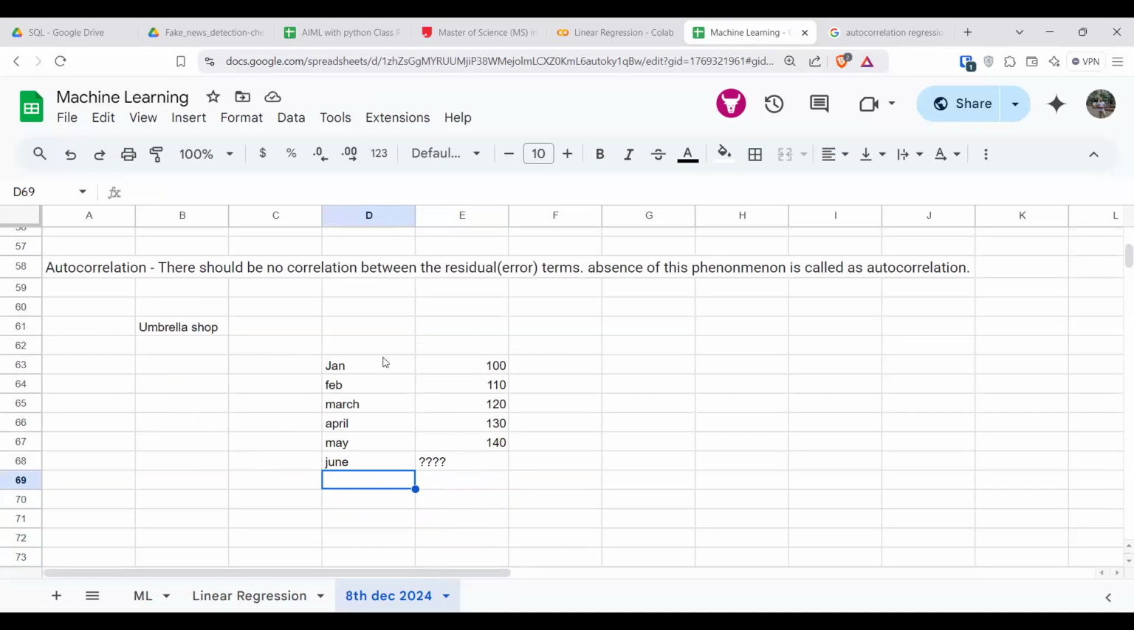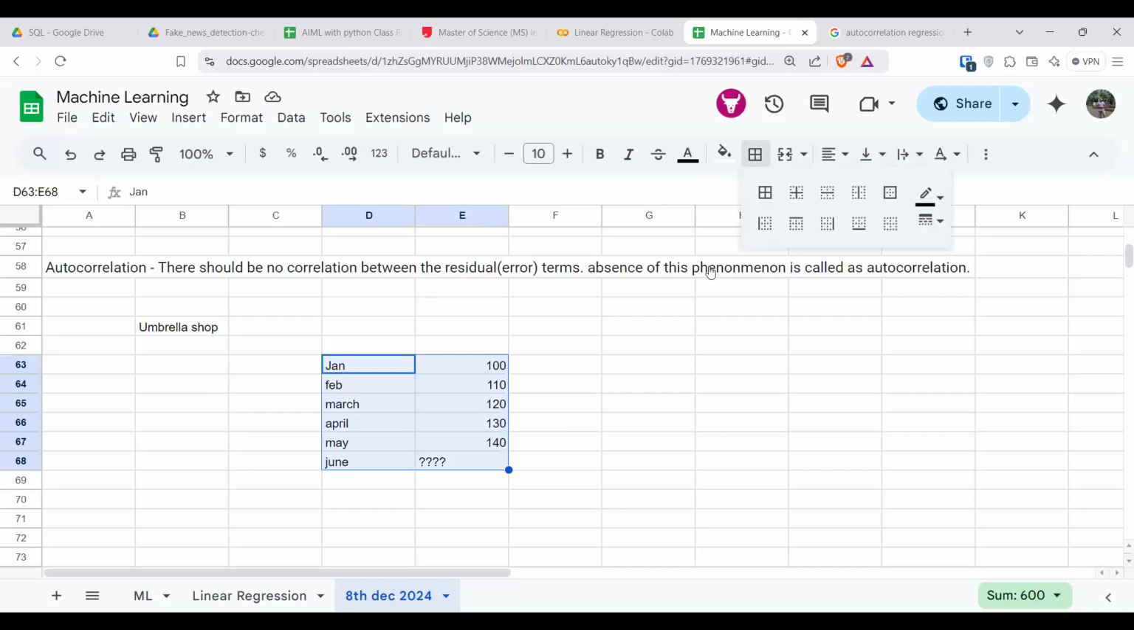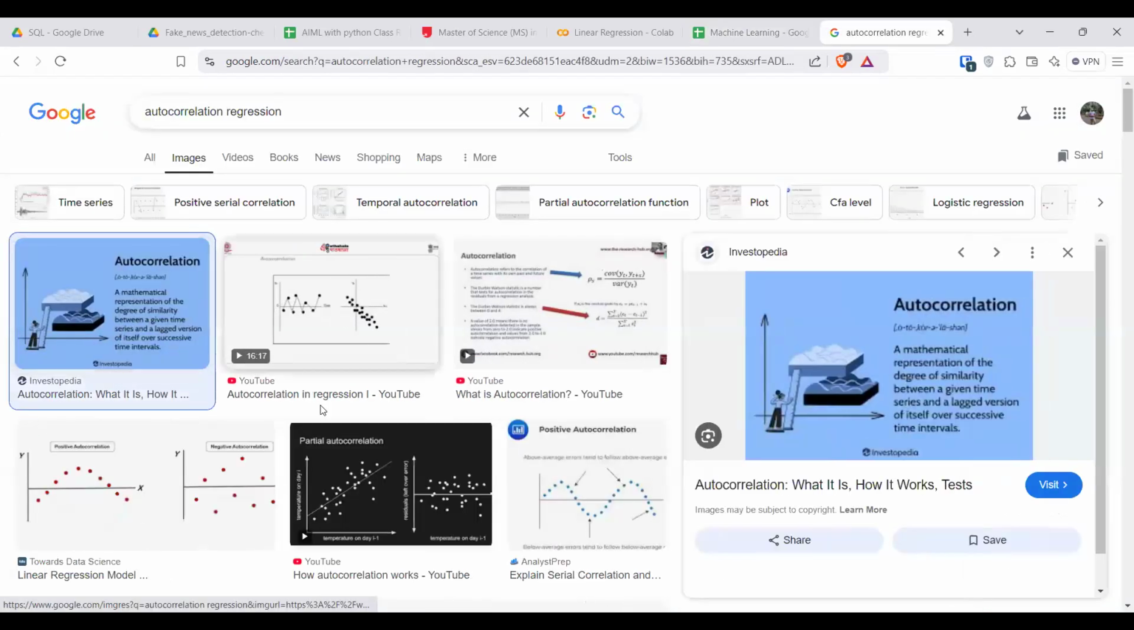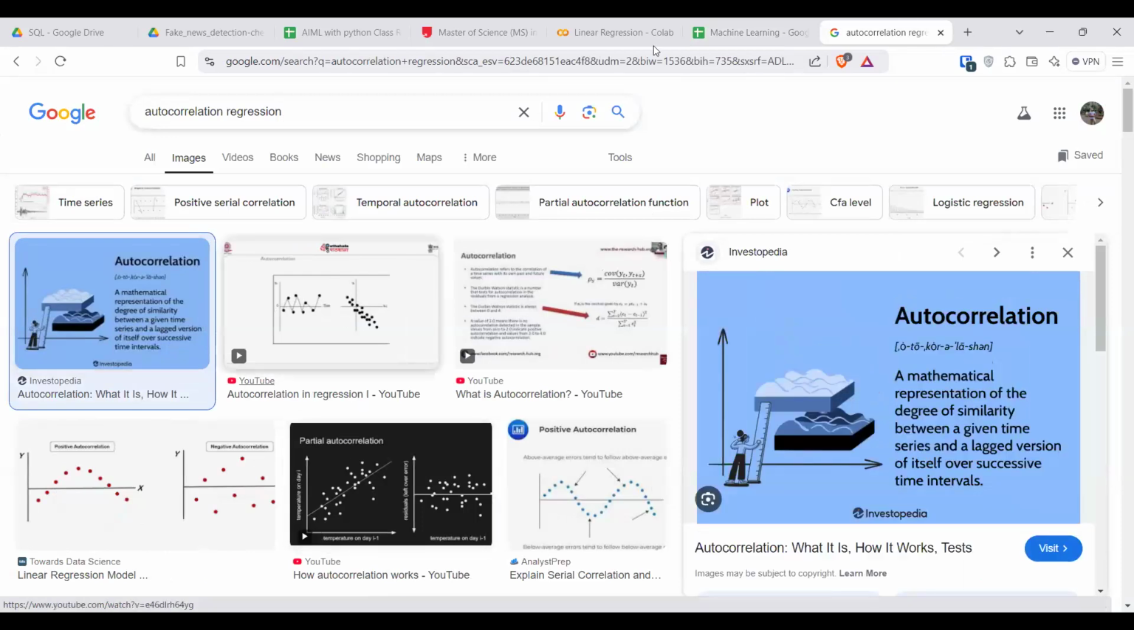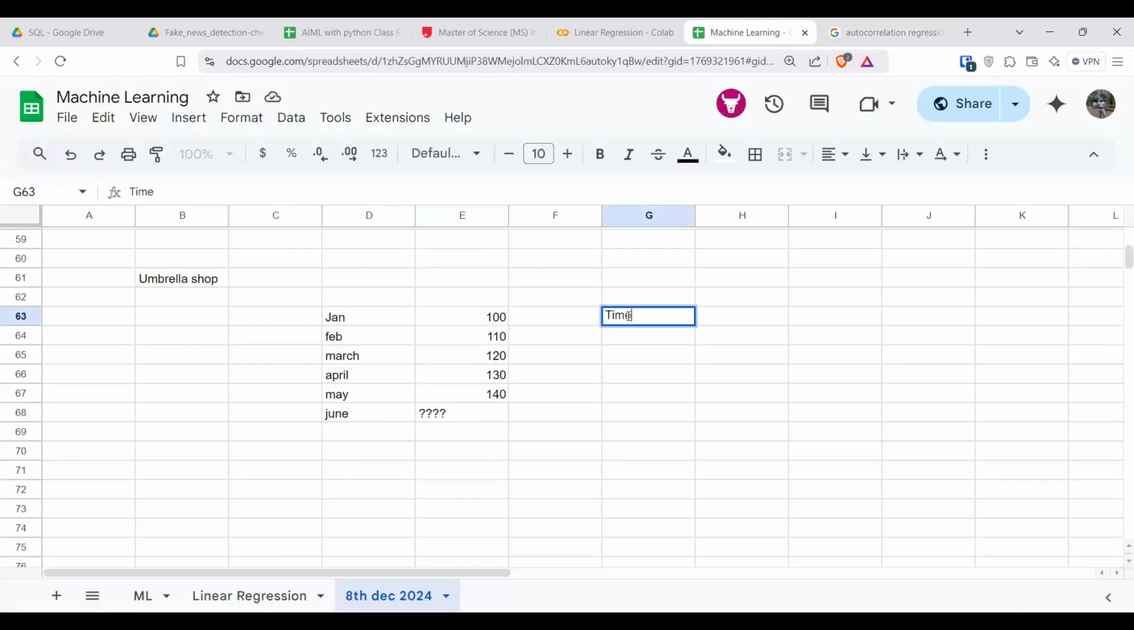What will be the sale of June? 150. Right. So this is known as autocorrelation. There is a relation between your, what we can say, previous term. This particularly works well with the time series data, right? So I'm just giving one notion over here. If you are working on a time series model, we should have autocorrelation. We should have a correlation like this, right?